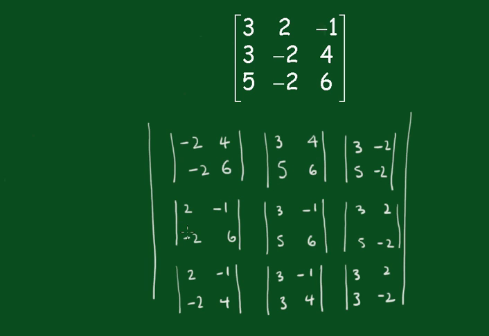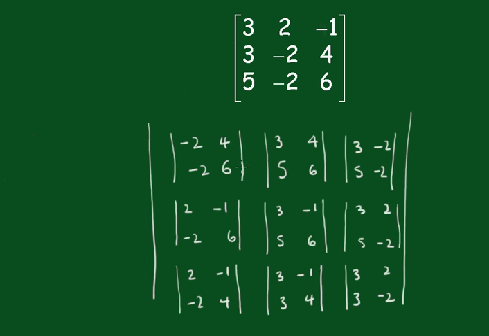Now just checking one of these ones down here, right? This one is here, so we'd cross out that row and that column. We get the 2, the -1, and the -2, 6. This middle one here, right? Well, you'd go here and you'd cross out this column and this row, and you get the 3, the -1, the 5, and the 6, and so on.